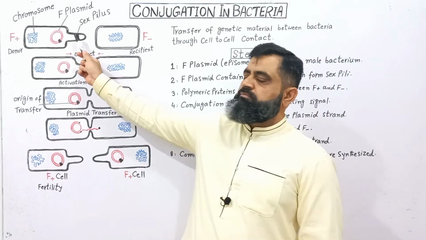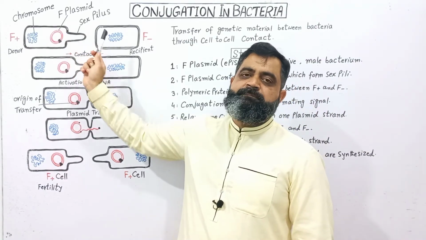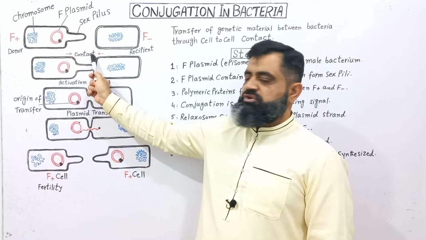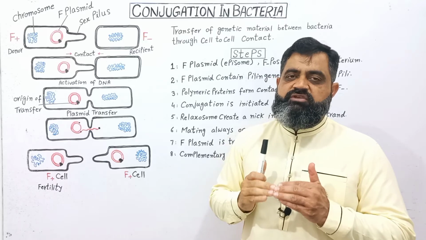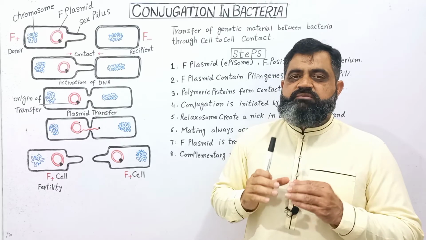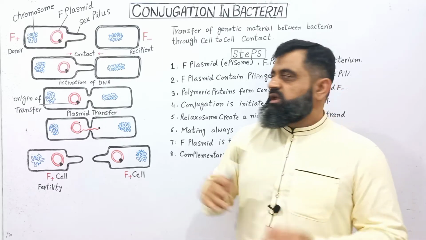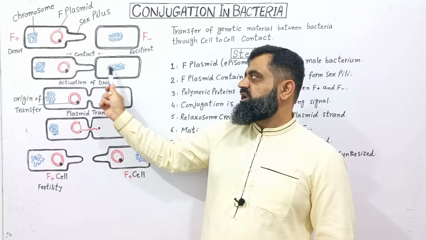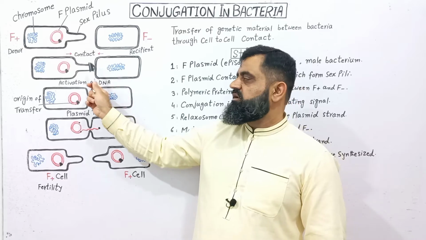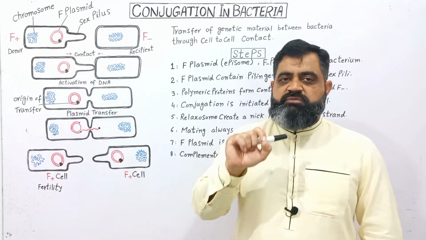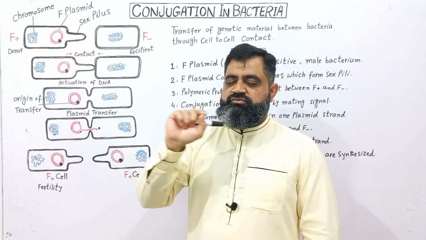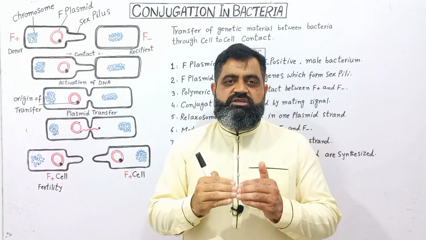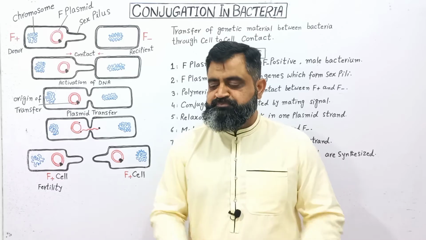When these two bacteria, F positive and F negative, come across each other, a contact forms between them with the help of the sex pilus, and special polymeric proteins help to attach the sex pilus of the F positive bacterium to the F negative bacterium. Then special enzymes produce a kind of hole between the two bacteria, and they join with each other through a cytoplasmic bridge.